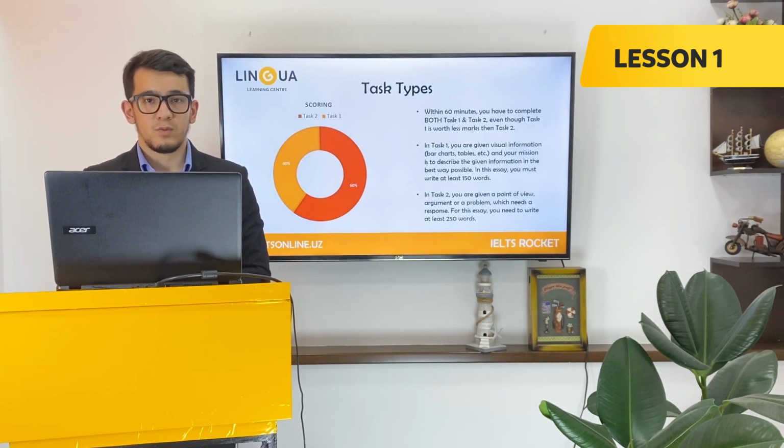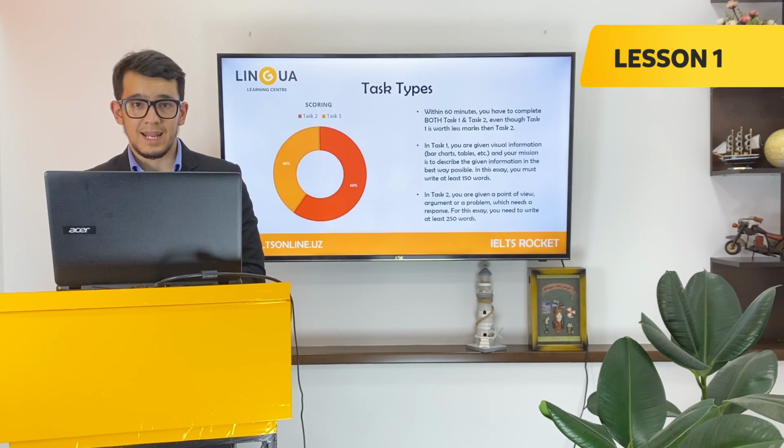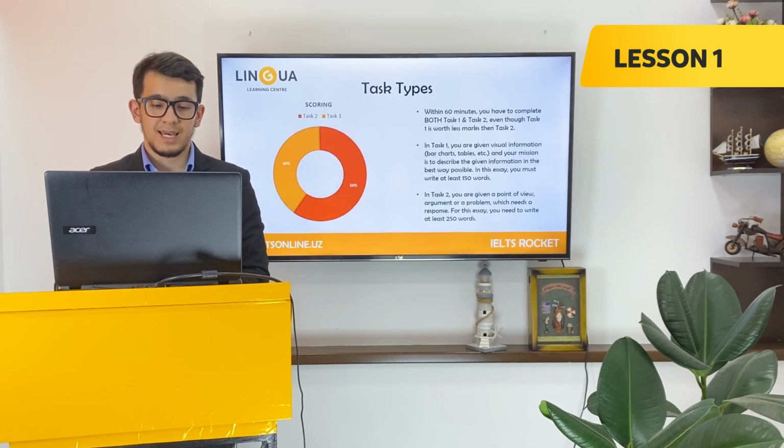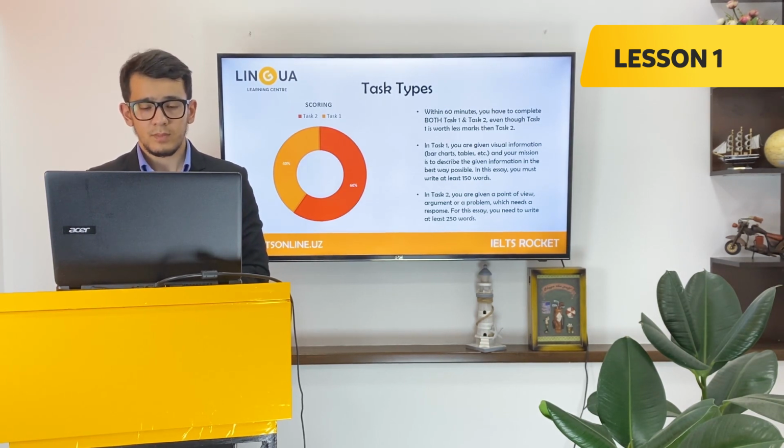The task types that we have in IELTS writing are task 1 and task 2. So let's talk about, first of all, the scoring. Both of these tasks give you 1 score. That's what we have to remember. Usually 60% of your score for your IELTS writing is your task 2, and about 40% is your task 1. But this doesn't mean that you should only finish one of them. You still have to finish both of them, but you have to keep in mind that your task 2 essay gives you more marks, let's put it this way.